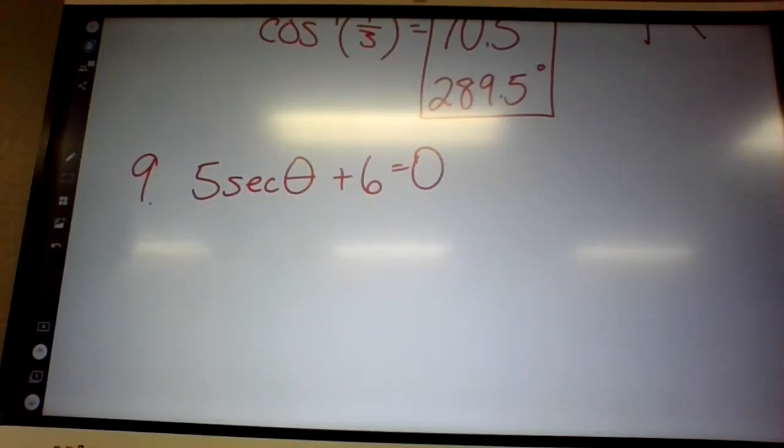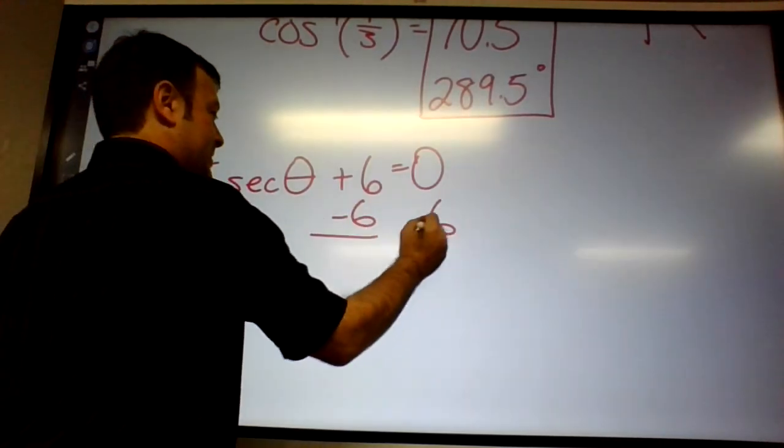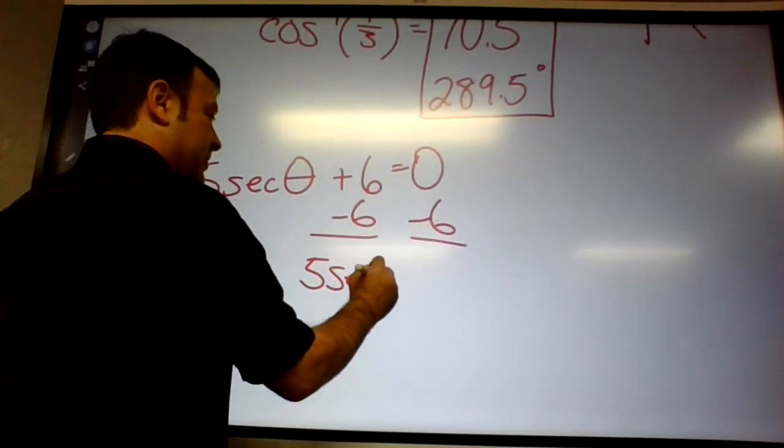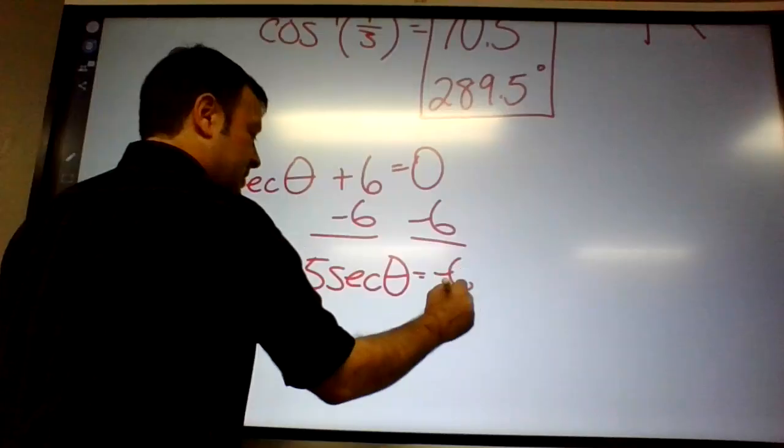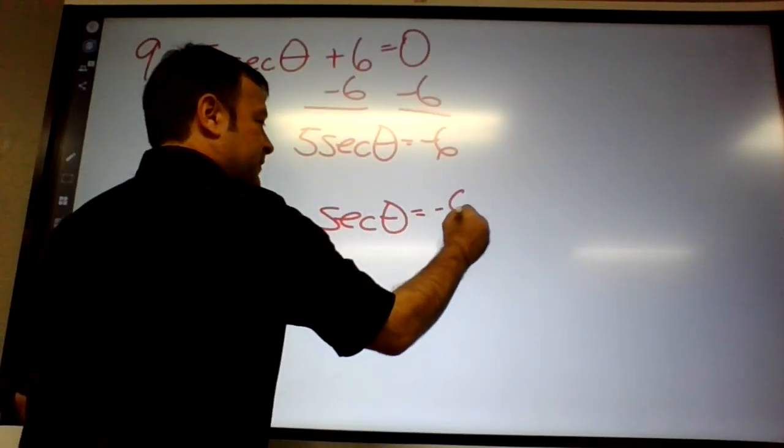Okay, what do you guys think I'm gonna do? Subtract 6 over. Subtract 6 is correct. Divide by 5 is also correct. So it's gonna be secant of theta equals -6/5.